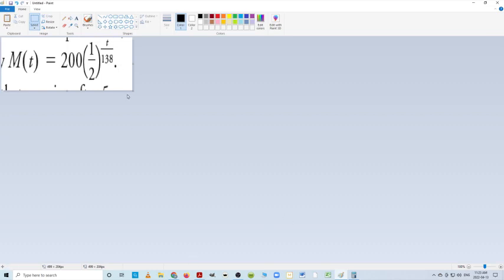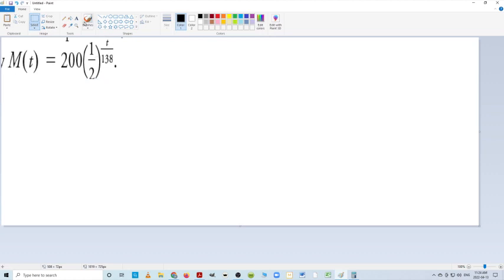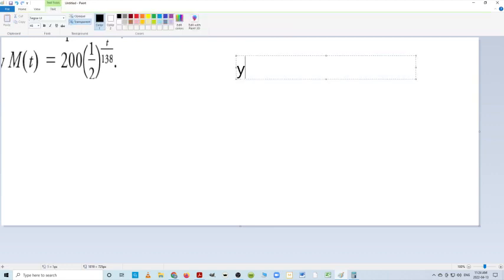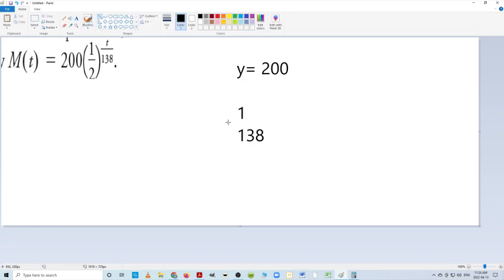So 200 is clearly a Y transformation. And this is clearly an X transformation because T over here is X. What kind of X transformation is it? Well, it's clear the Y transformation is a stretch of 200, but the X transformation is easier understood when I write it out as a multiplier of X. It's 1 over 138 times, in this case, T, but T is the same as X. It's much easier when I write it like that, even though you'll see it expressed like this.